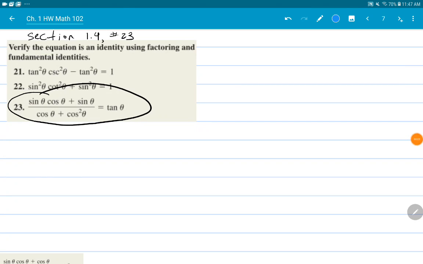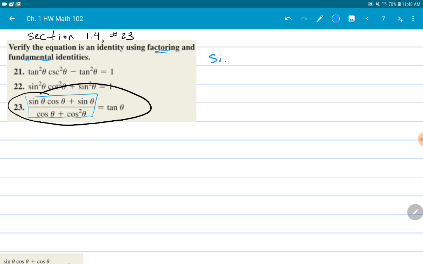In section 1.4, number 23, I need to verify this equation by using factoring and fundamental identities. So factoring and fundamental identities is kind of our hint of how to start. So I'm going to recopy the left-hand side and try to manipulate it to get to what's on the right-hand side. So try to get it to equal tan.